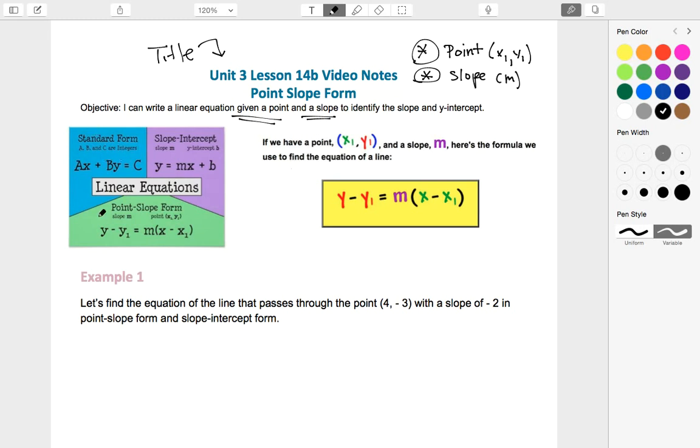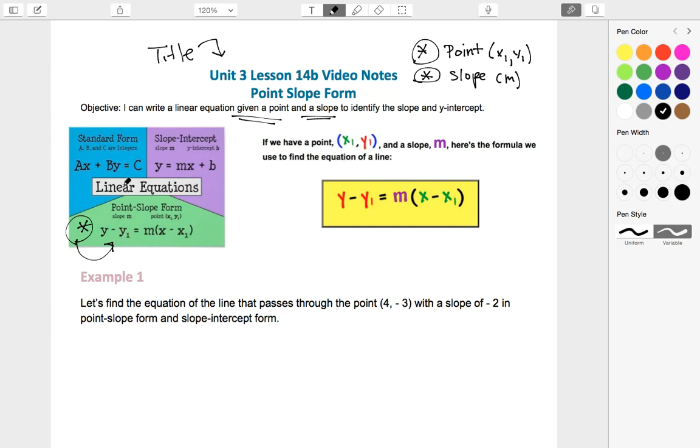So here, this picture is just for us to remember the other forms of slope. Here you have standard form, ax plus by equals c, and then you have slope-intercept form, y equals mx plus b. We are going to talk today about point-slope form, okay? And this is usually in this formula. So we have y minus y1 equals m times x minus x1.